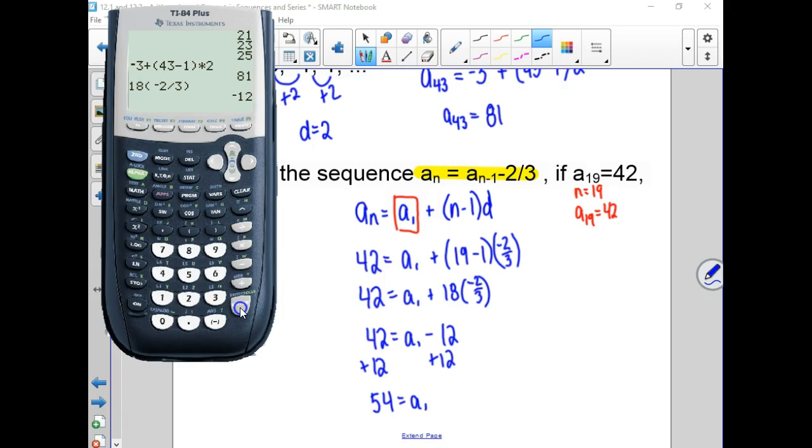If you want to check this, you can by typing in 54 and subtracting 2/3. So 54 is your first term. Here's your second, your third, fourth, fifth, sixth, seventh, 8th, 9th, 10th, 11th, 12th, 13th, 14th, 15th, 16th, 17th, 18th, and 19th term. And you see that you do get that 42 is your 19th term, so that can verify that you are correct. That first term is 54.